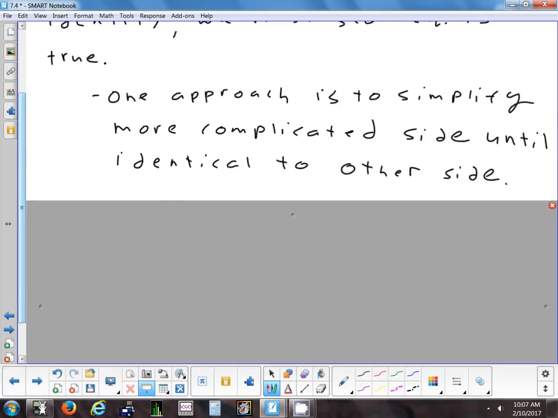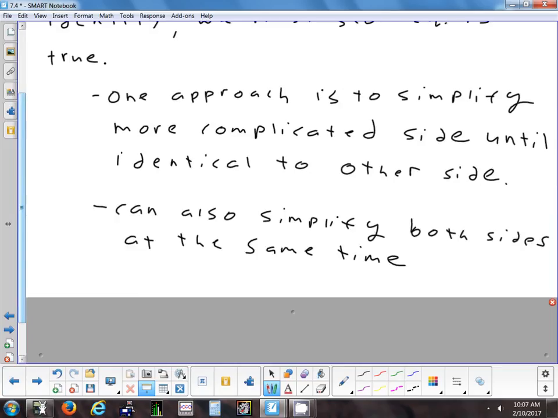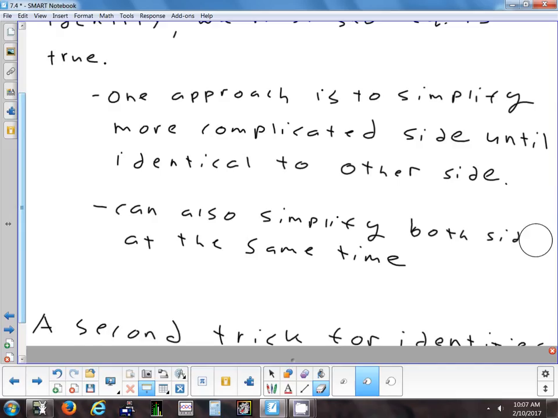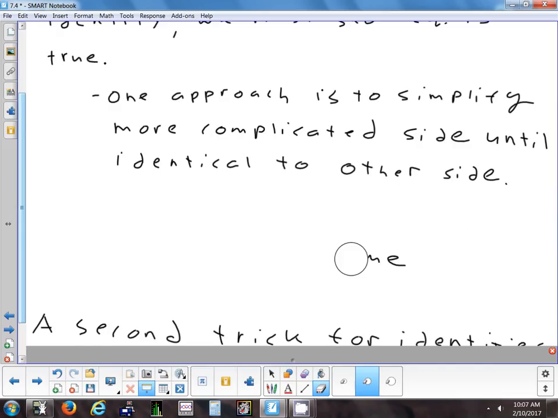Some people work with both sides at the same time. I'm not going to do that because it starts to get confusing. But in the end, with a verify, the goal is you have a left-hand side and a right-hand side. They have to match. So I think we're going to do one more simplify, and then we'll try that verify problem.